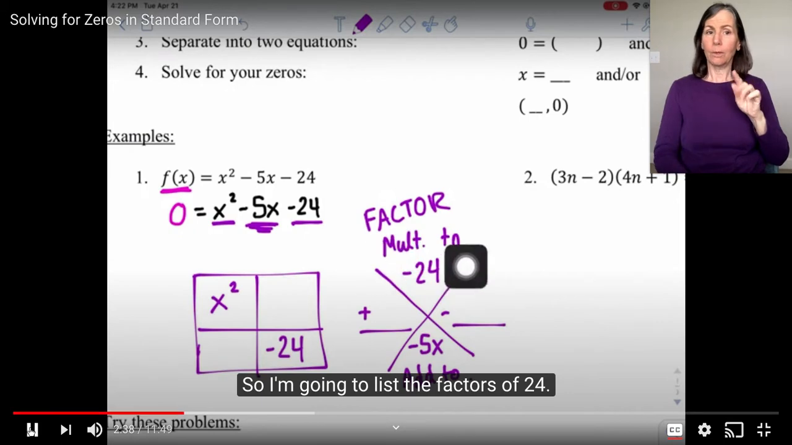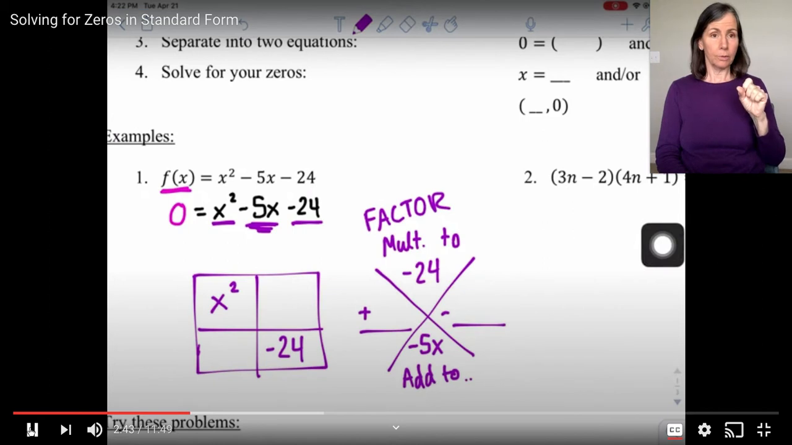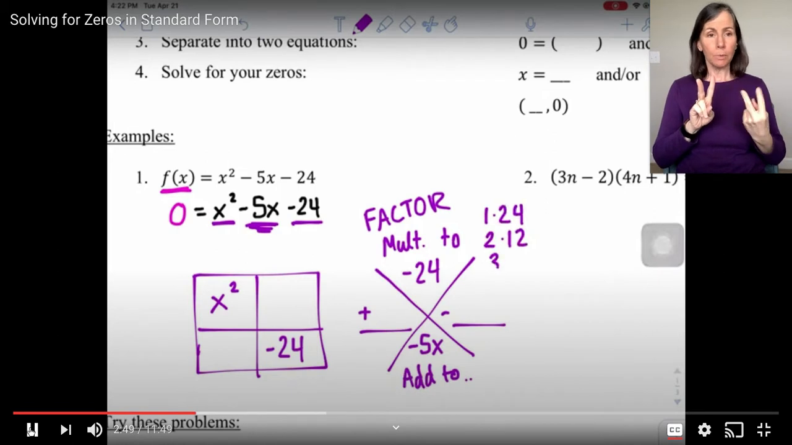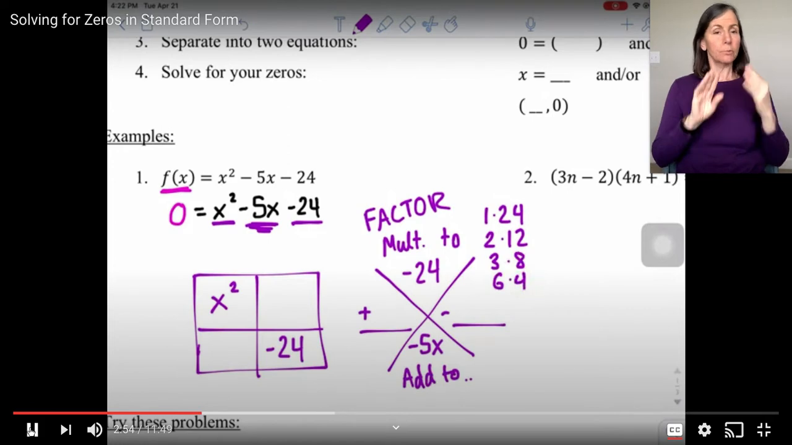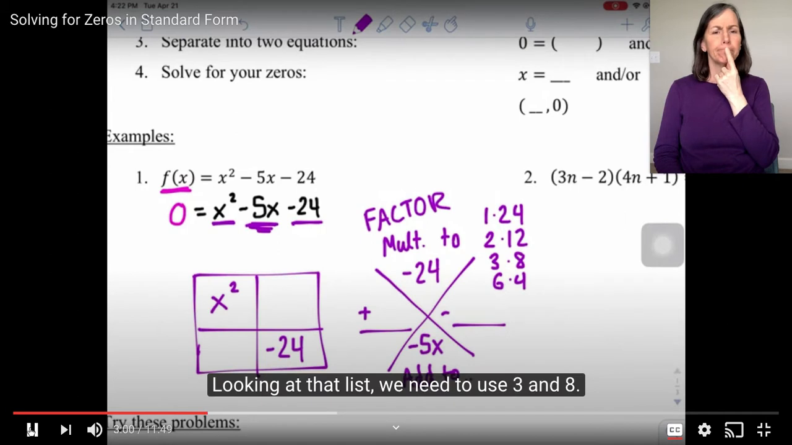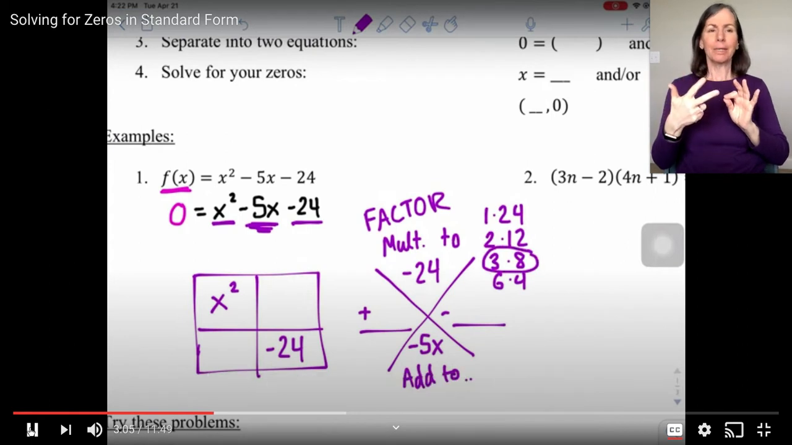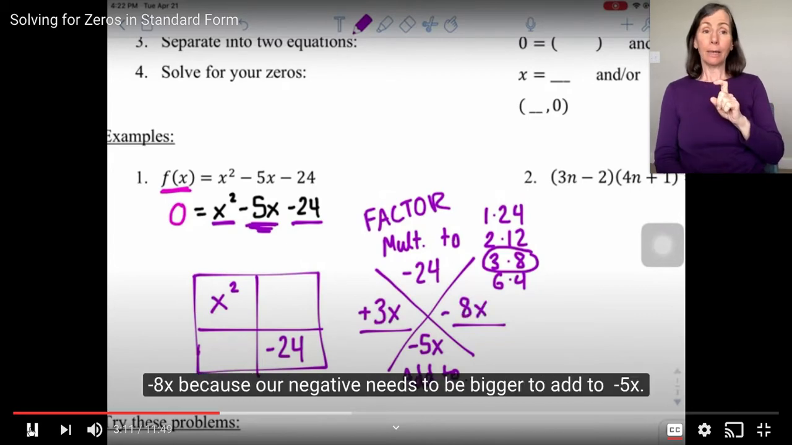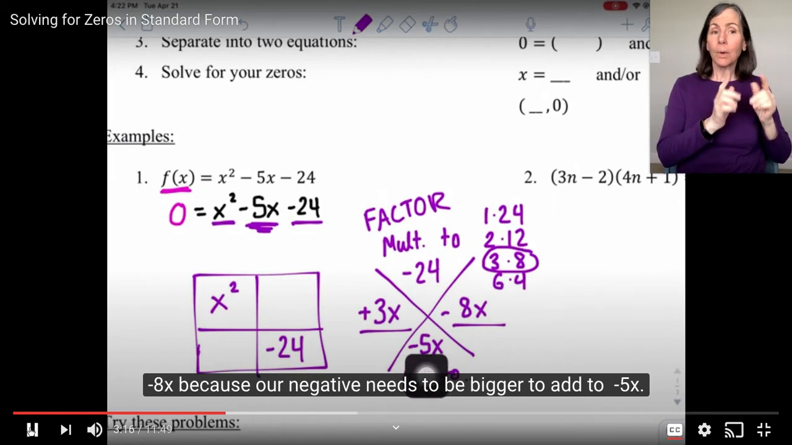So I'm going to list the factors of 24. 1 times 24, 2 times 12, 3 times 8, and 6 times 4. Looking at that list, we need to use 3 and 8. And we're going to have positive 3x and negative 8x because our negative needs to be bigger to add to negative 5x.